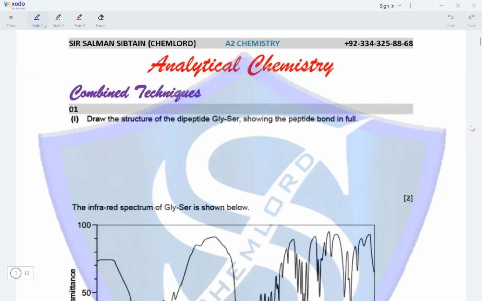Hi guys, this is A2 Chemistry, Analytical Chemistry, and we are looking at combined techniques. Question 1. Draw the structure of the dipeptide GLY-SER showing the peptide bond in full.